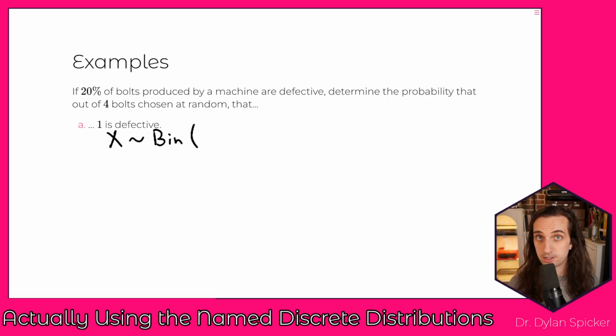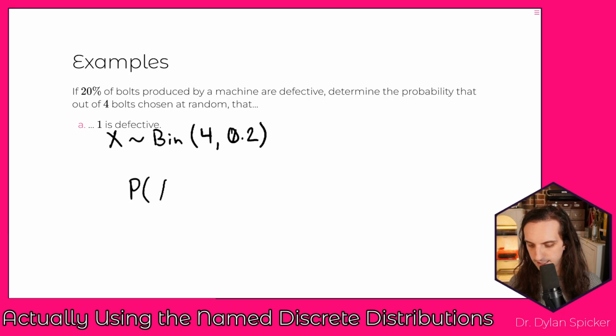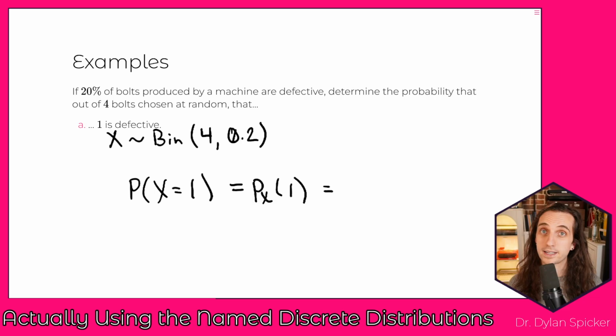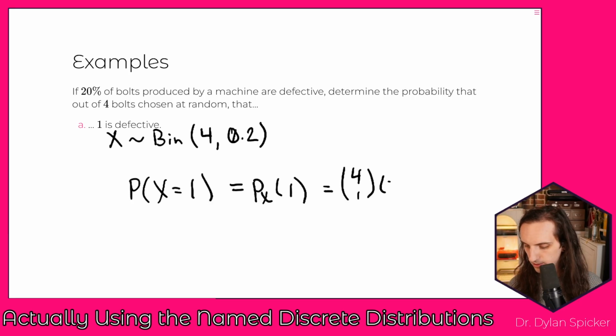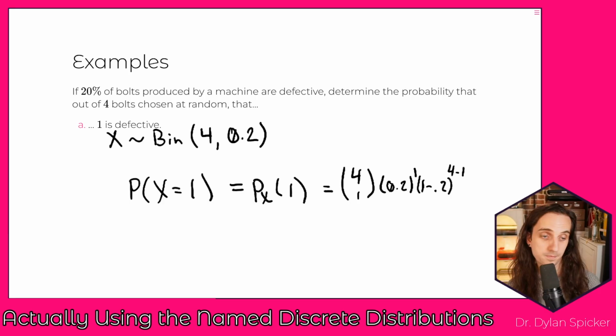And in particular, the parameters for the binomial are going to be the number of trials we're dealing with, so that is 4, and the probability of success for each of these trials. And in our case, a success is the bolt being defective, so that's going to be 0.2. And so we want to know, well, what's the probability that one of them is defective? Okay, so that's the probability that X is equal to 1, which is simply the PMF with 1 plugged in. And so if we look back at our binomial PMF, that's going to be 4 choose 1, and then we take 0.2 to the power of 1, and 1 minus 0.2 to the power of 4 minus 1. Okay, we plug this in, and then that's going to give us our probability there.